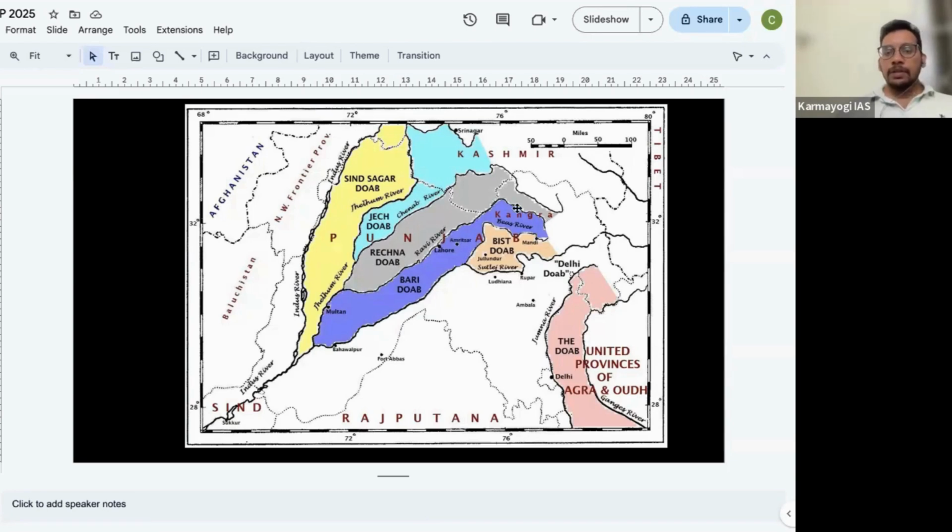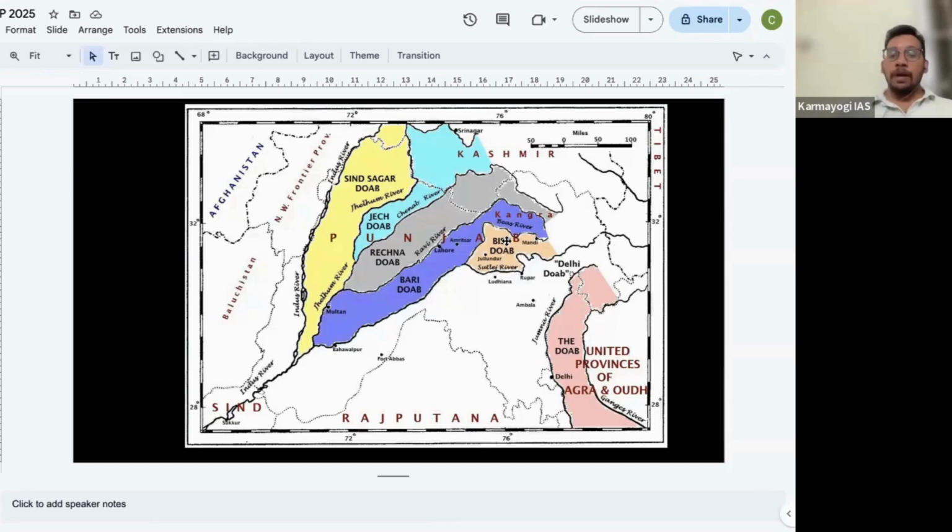Next comes the one between the Ravi River and Sutlej, as well as the Bias River, right? Here we have Bari Doab, which is made by the confluence between Bias and Sutlej in the south, and then Ravi in the north, right? Then comes the last Doab, that is Bist Doab, which is formed between the confluence of Bias River and Sutlej River. So these are the five Doabs formed by the six different rivers, which may be asked in the exam.